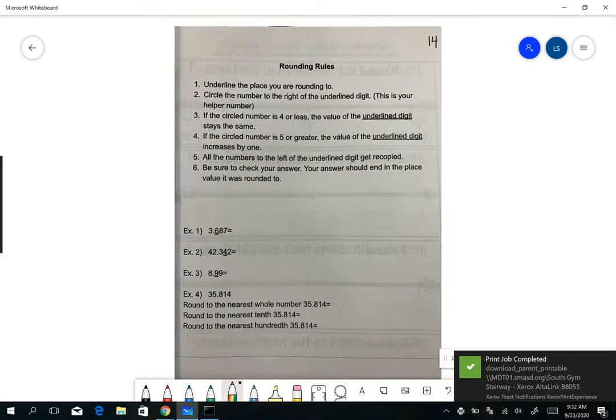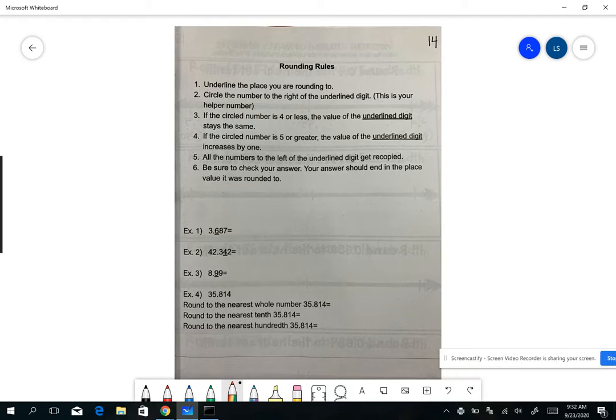Here are the rounding rules. Rule 1, underline the place you are rounding to. So if the problem asks you to round to the hundredths place, underline the hundredths place. If the problem asks you to round the tenths place, then you underline that. Rule 2, circle the number to the right of the underlined digit. This is going to be your helper number.